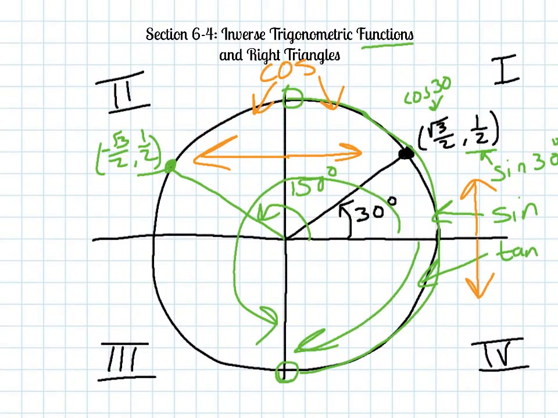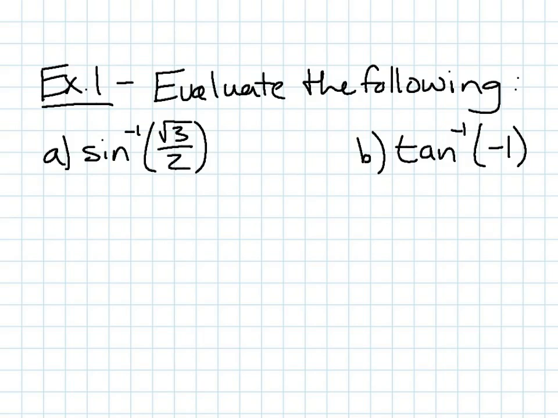So let's apply this. If I want to evaluate the following, I want to find inverse sine of square root of 3 over 2. Okay, so you're in the first or the fourth. Sine is positive in the first, and there's only one spot where it's square root of 3 over 2 since it's on the unit circle. So I would say that this is 60 degrees.